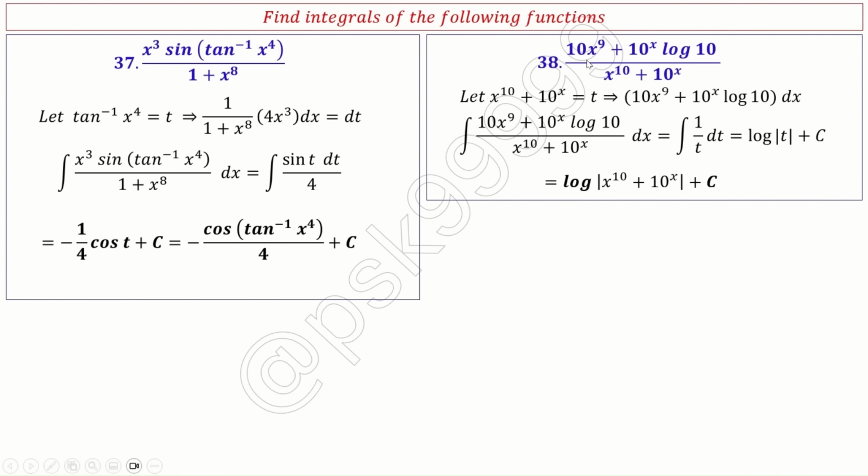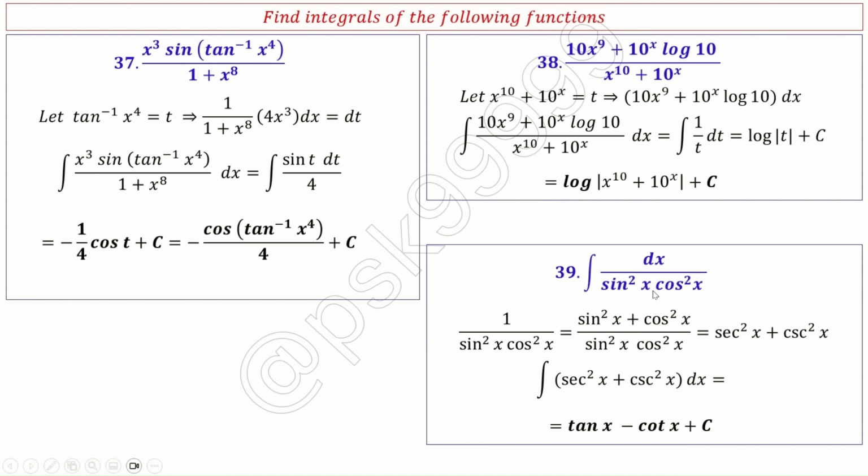Okay, this is the 10 times x to the power of 9 plus 10 to the power of x log 10 divided by x to the power of 10 plus 10 to the power of x. So this is very clear, right? If you differentiate this, you get this numerator. So x to the power of 10 plus 10 to the power of x is t. So 10 times x to the power of 9 plus 10 to the power of x into log 10 into dx is dt. Okay, so the integration is nothing but 1 by t dt, which is log of x to the power of 10 plus 10 to the power of x plus c. Okay, next.